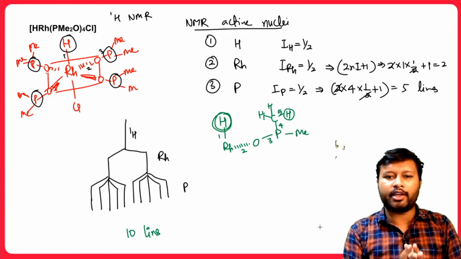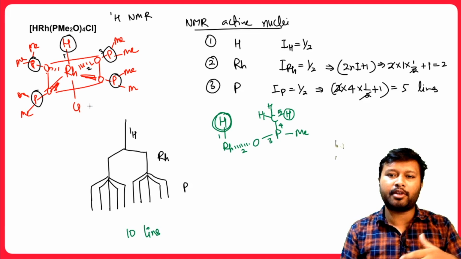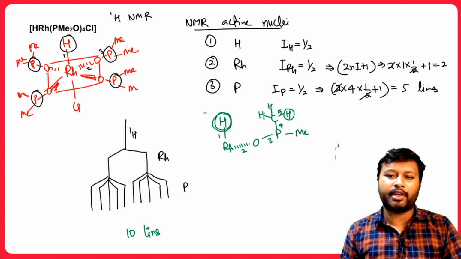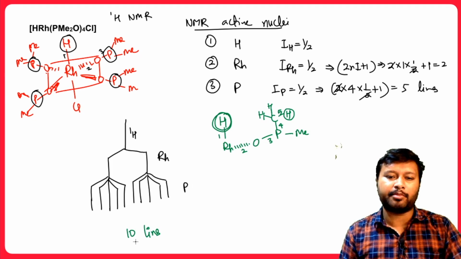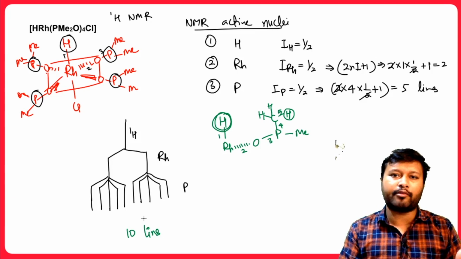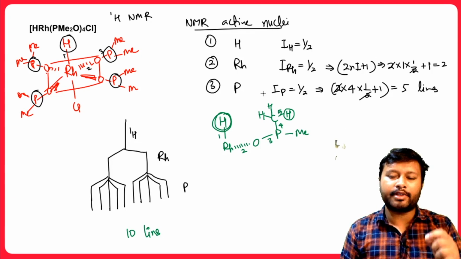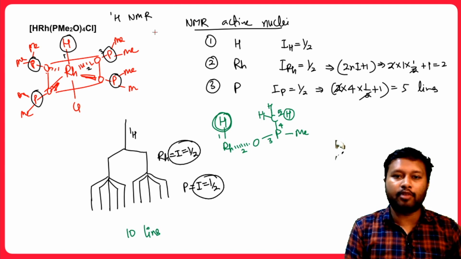Now again I am going to take an example from my previous video, where I discussed the coupling, and I told you how 3J coupling is happening and how the splitting is taking place. There I told you that there will be 10 lines, but now let's extend that and understand what the ratio of these lines will be. First thing you have to understand is that rhodium over here has an I value of half, so that is going to follow Pascal's rule, and phosphorus also has an I value of half, so that is also going to follow Pascal's rule.